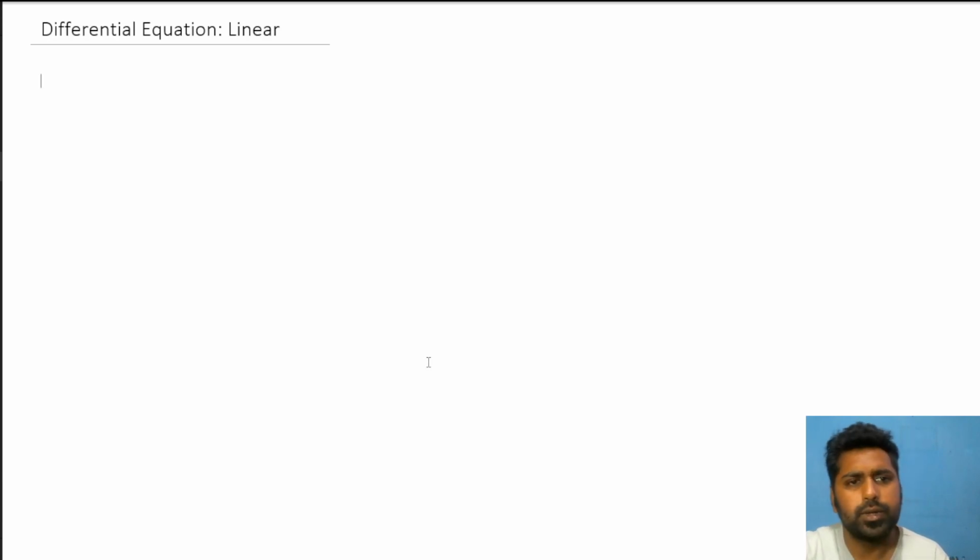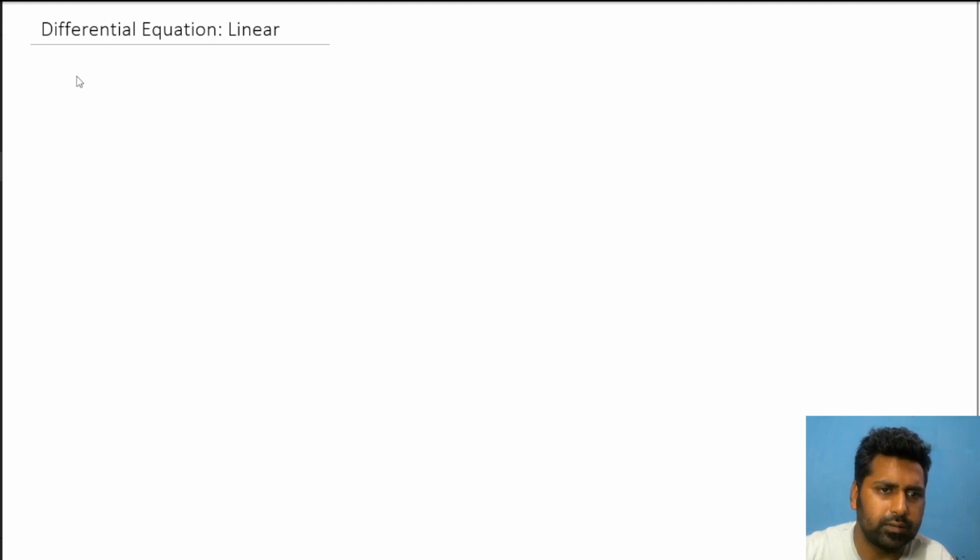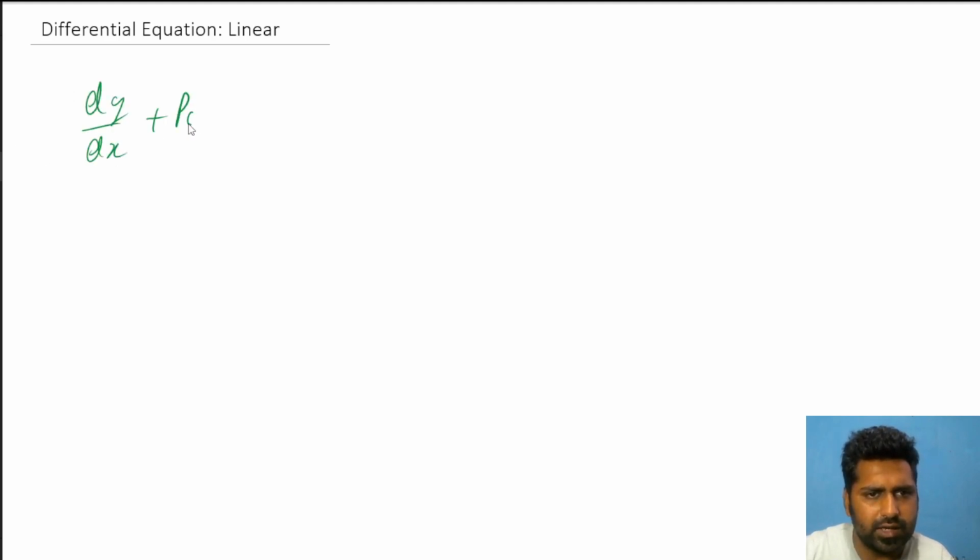In this lecture we are going to discuss solution of linear differential equations. Okay. So for solving differential equation, first method was separating variable. Now we are doing linear differential equations. So the format goes like this: dy by dx plus py is equal to q. Okay.